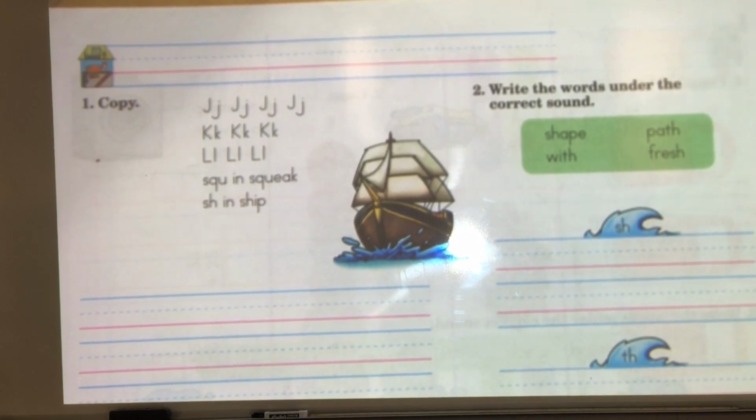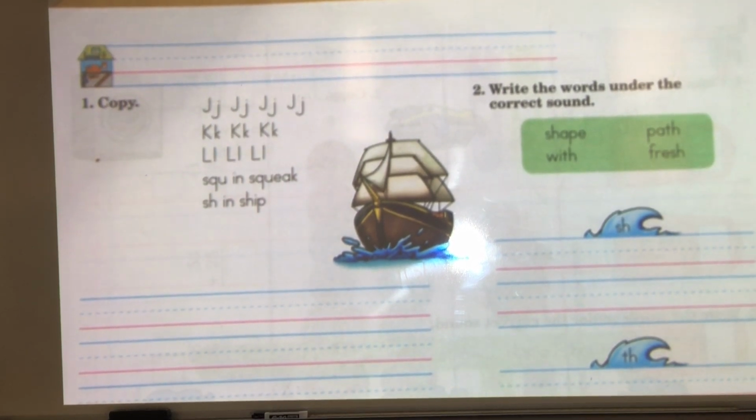Today is lesson number 145. Boys and girls, let's take a look at our handwriting page for today. Our page number is 149. We are reviewing our capital and lowercase letters for J, K, and L. You're going to write squash and squeak and sh and ship.